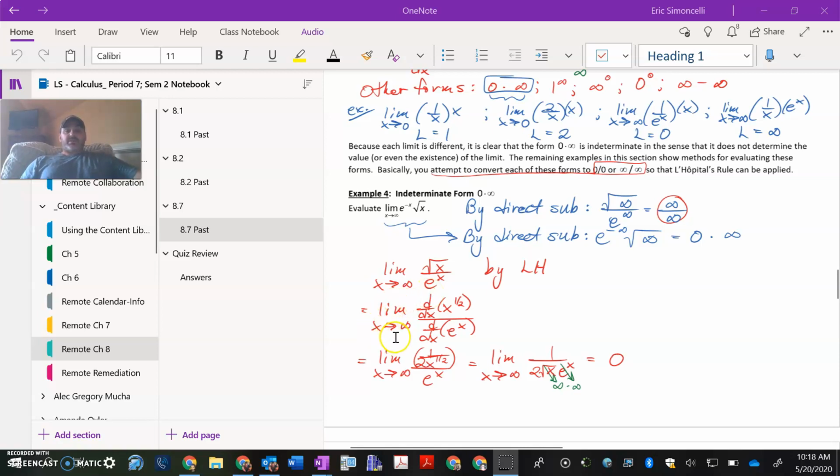The limit as x approaches infinity, d/dx of x to the half, another version, of course, of the square root of x, over d/dx of e to the x. The derivative of x to the half is 1 over 2x to the half, and the derivative, of course, of e to the x is just e to the x. We can rewrite this. Dividing by e to the x is the same as multiplying by its reciprocal, and therefore I can rewrite this as such: 1 over 2 root x e to the x.